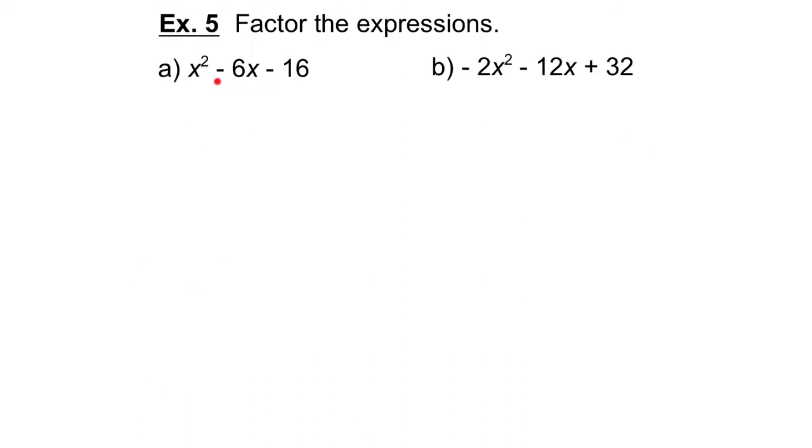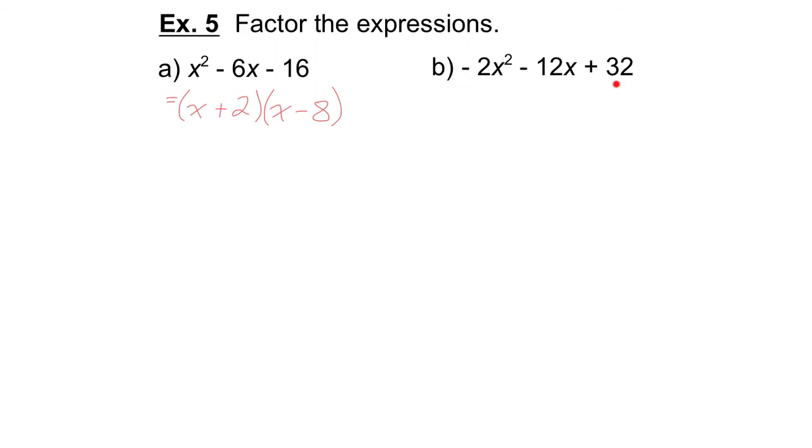Okay, try this one. x squared minus 6x minus 16. Notice there's two minus signs in this one. Pause the video and try it. Okay, multiplies to negative 16. So if it multiplies to a negative, one of them is positive, one of them is negative. So 2 times minus 8 is minus 16, and 2 minus 8 is minus 6.